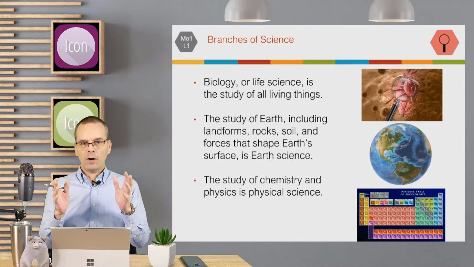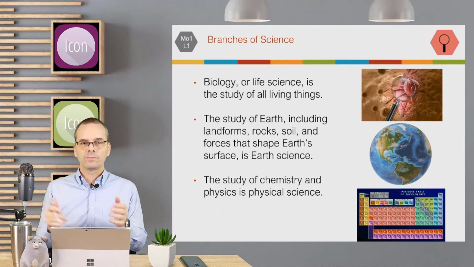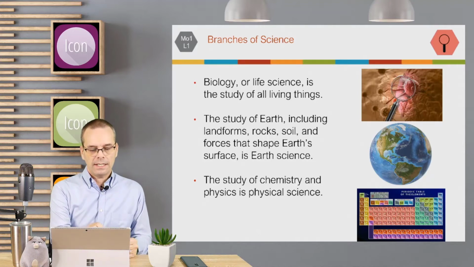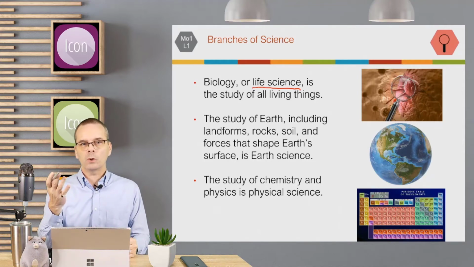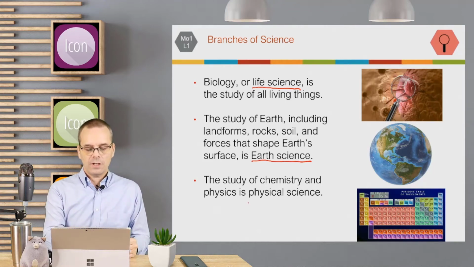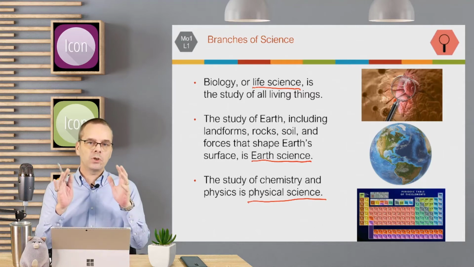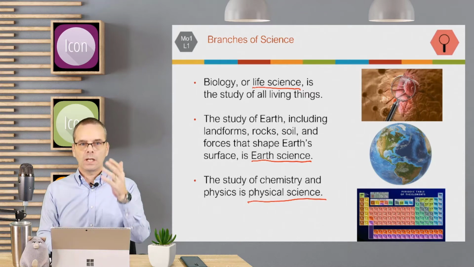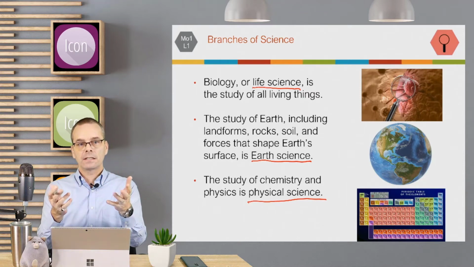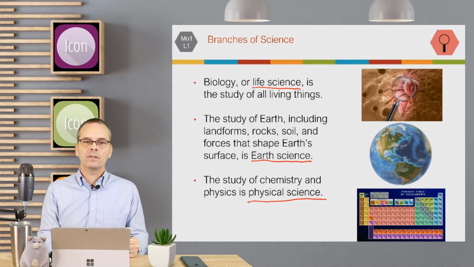Now you have 3 big areas of science that we're going to study over the course of these lessons. And the first one is life science, or some people call it biology. The second is earth science, and the third is physical science. All 3 of these we call integrated sciences. So life sciences studies living things. Earth sciences, of course, studies the earth and rocks and soil. And physical science has to do with chemistry and physics.